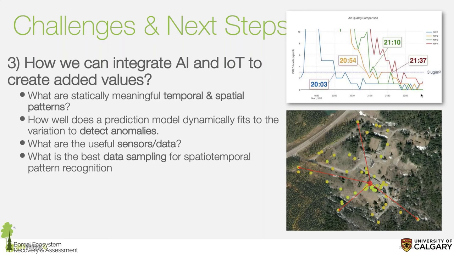The third challenge is how we can integrate AI, as Dr. Steven mentioned in his presentation this morning, into IoT and create added value for our products and frameworks. And we have different challenges with this one. What are the statistically meaningful temporal and spatial patterns? How well can we have a prediction model that dynamically fits the data and its variation to detect anomalies and inconsistencies? And also, what are the useful sensors and data that can provide better insights for AI? And what are the best data sampling or spatial temporal resolutions for pattern recognition?